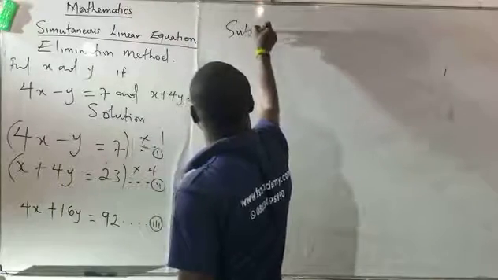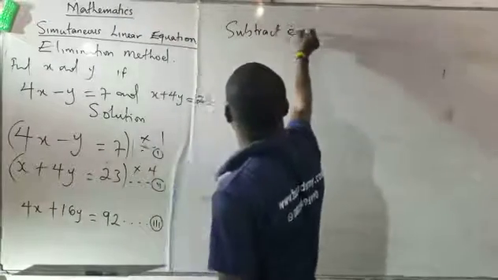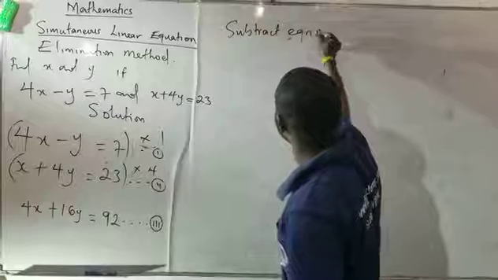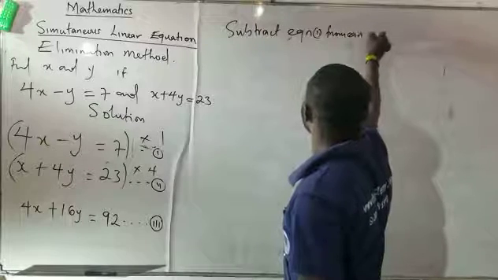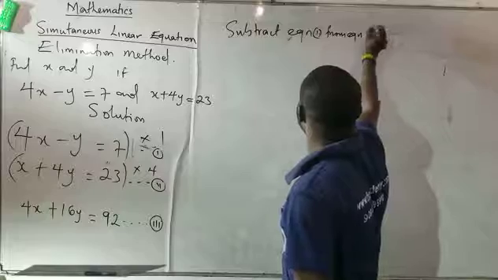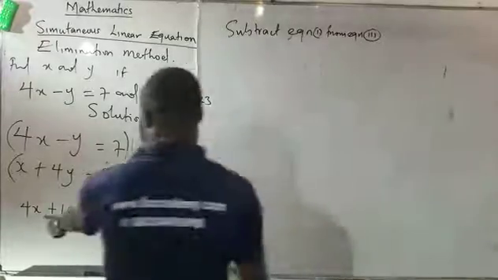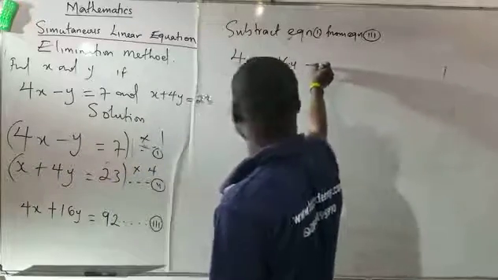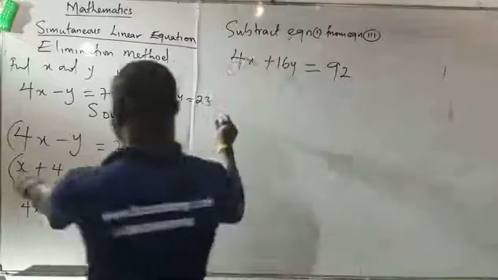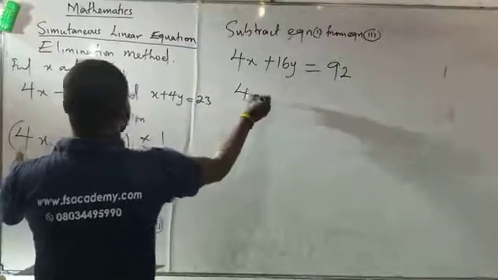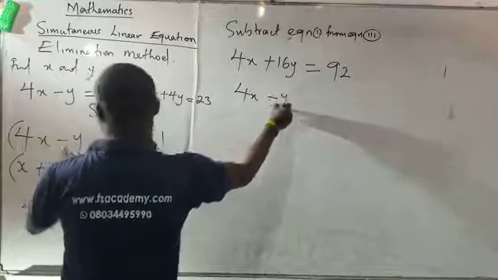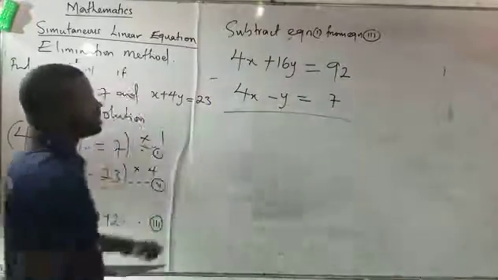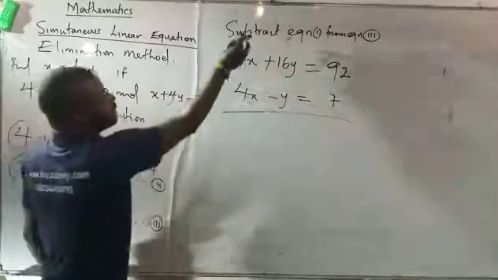I will now subtract equation 1 from equation 3. Now, what am I going to do? It means I'm saying that 4x plus 16y equals 92, and in equation 1, I have 4x minus y equals 7. Now, I've successfully achieved what I want to achieve. This is the subtraction I'm talking about.